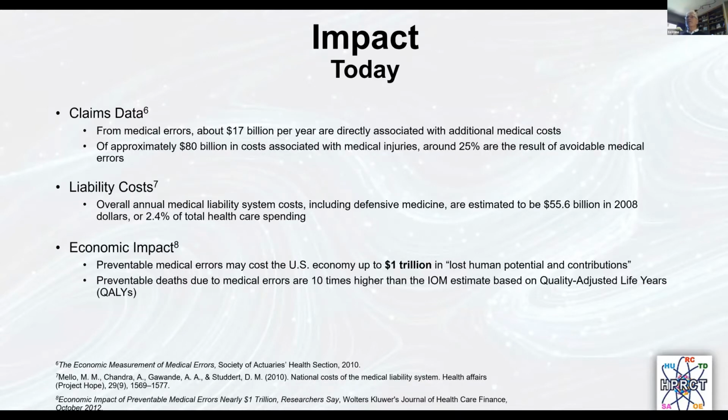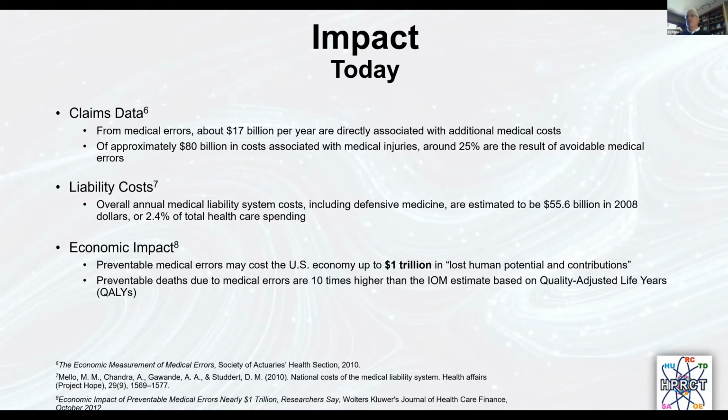They get their data from 3 different areas, and they look at claims data, for example. In healthcare, everything that's done is billed to either a private insurance carrier or Medicare. Medicare is your government, and we pay taxes to pay for that. So claims data is where they extract a fair amount of this data, and they show that about 17 billion per year is associated with additional medical costs from medical mistakes.